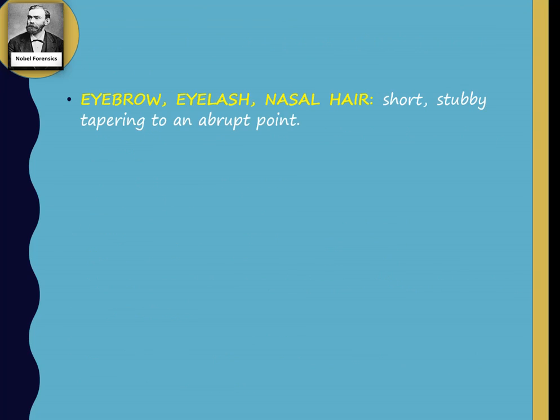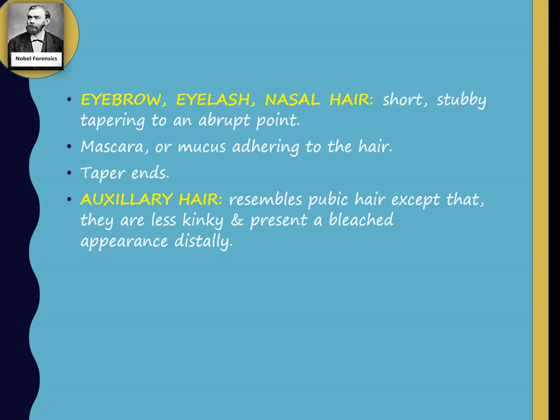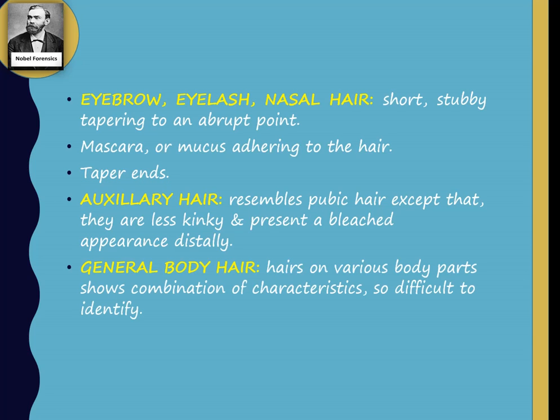Then eyebrow, eyelash or nose hair. They are usually short, stubby, tapering to an abrupt point. Eyebrow and eyelash hairs may have mascara, and nose hair may have mucus adhering to it. They usually have tapered, sharp ends. Then axillary hair resembles pubic hair, but the difference is that it is less kinky and presents a bleached appearance distally. General body hair has a different combination of characteristics, so it is difficult to identify as body hair. These are the different features of different hairs on the human body.